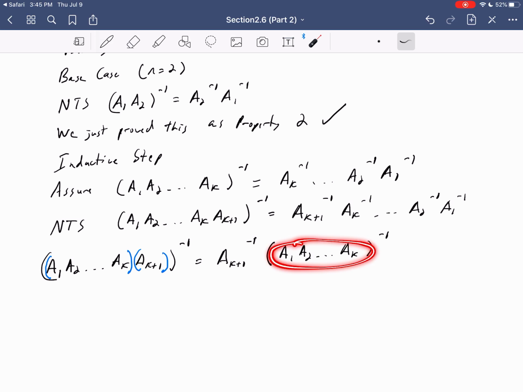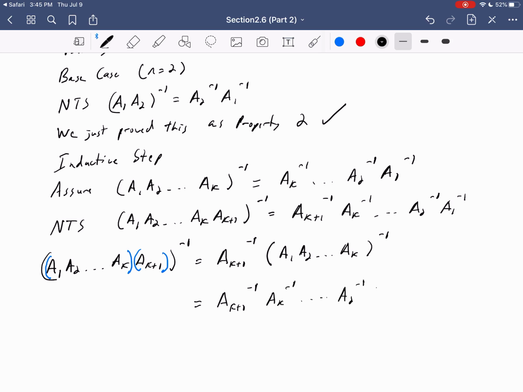Now notice that right here, this is your inductive hypothesis. So you get to assume that this is equal to A(k+1) inverse. And then this right here, we assumed is equivalent to this. So this is Ak inverse down to A2 inverse, A1 inverse. And that's by the inductive hypothesis. And notice that that is exactly what we wanted to show.